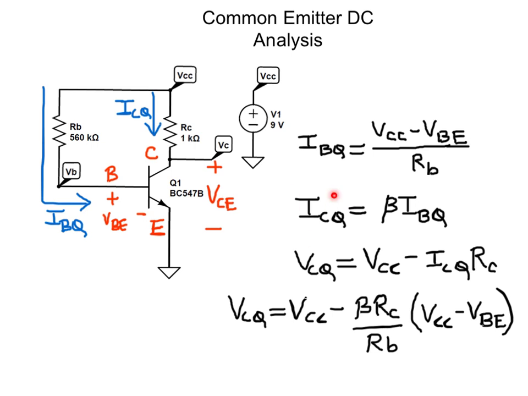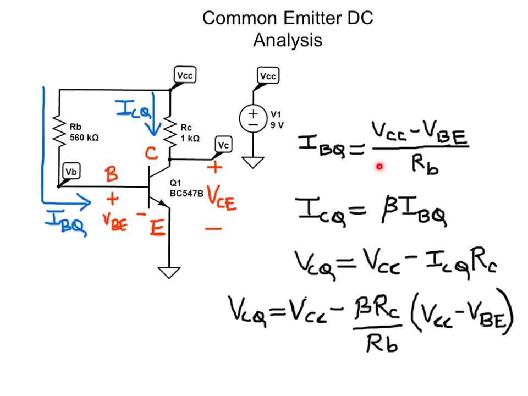So the quiescent collector current ICQ is given by the product of the amplification factor beta and the quiescent base current IBQ. After we have determined the quiescent collector current, we can find out the quiescent collector voltage, which is the voltage at the collector node. This voltage is given by the difference between the power rail VCC and the voltage dropped across the collector resistance RC. The voltage dropped across RC is the product of the quiescent collector current and the collector resistance.